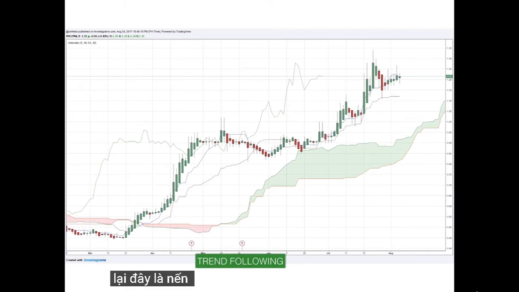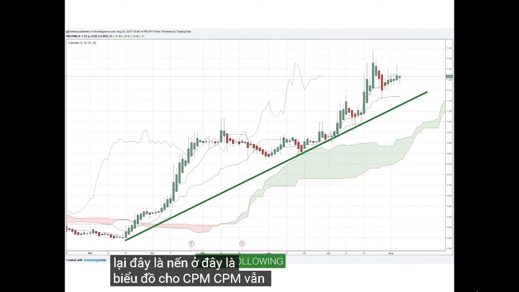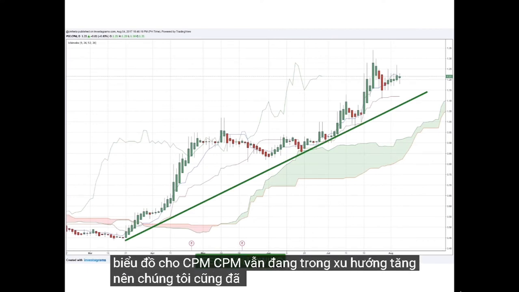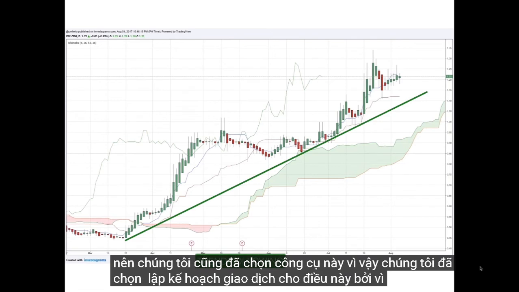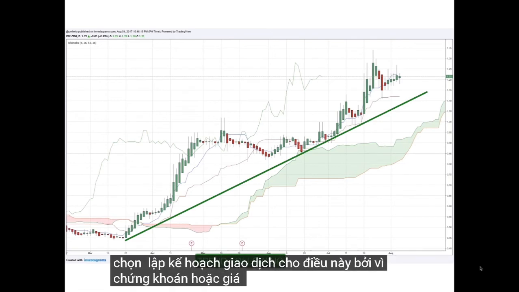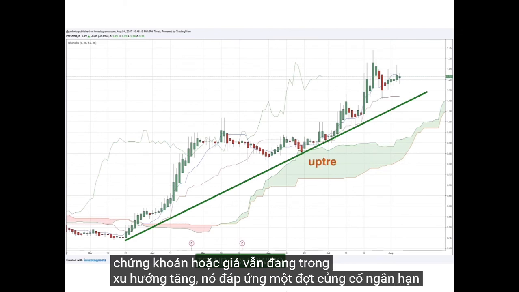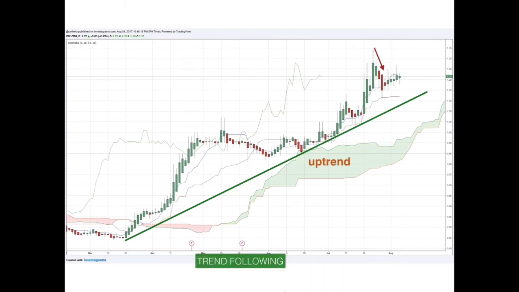Again, here's the candle. Here is the chart for CPM. CPM is still on an uptrend. So we chose to make a trade plan for this because the security's price is still on an uptrend. It made a short consolidation downward at the peak.